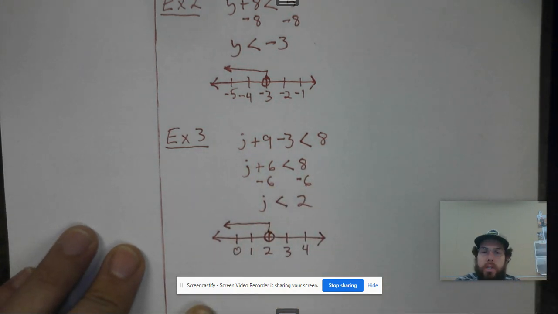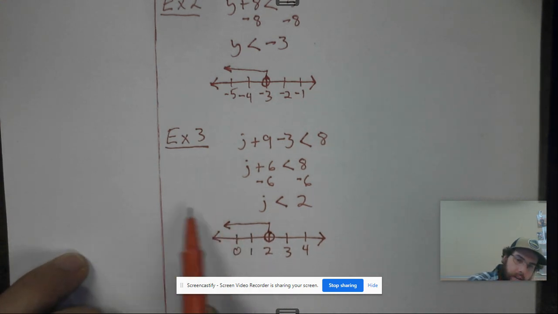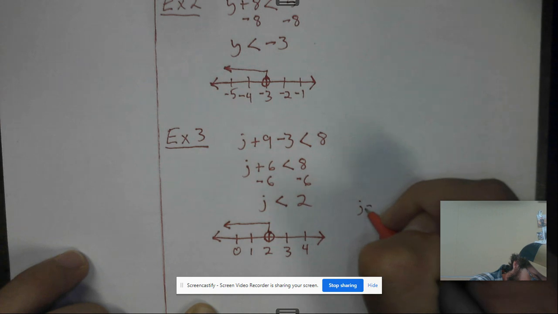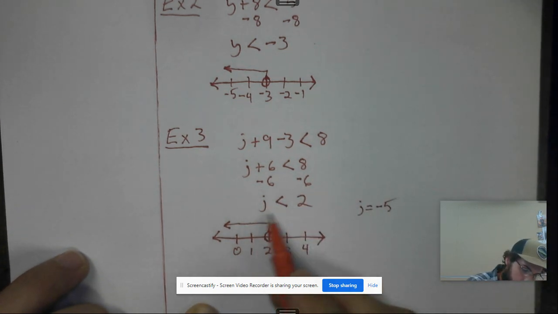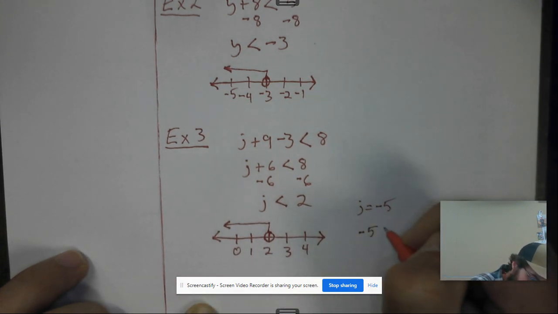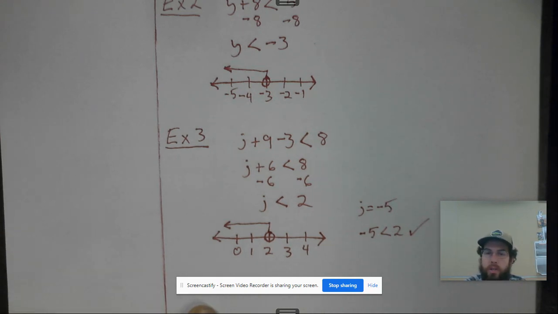So inequalities don't just have one solution. I could plug in anything down here. This goes on forever, and it would make this true. So if I said, hey, what if j equaled -5? I could plug that into my inequality, and it should be true because it's down here. So is -5 less than 2? Yep, it is. All right, so that's solving inequalities using addition or subtraction.